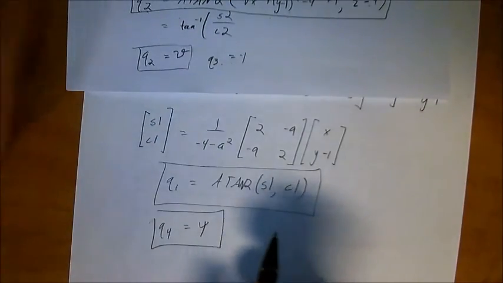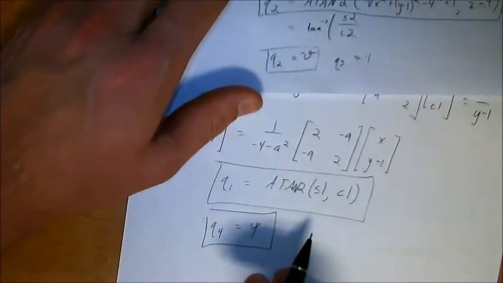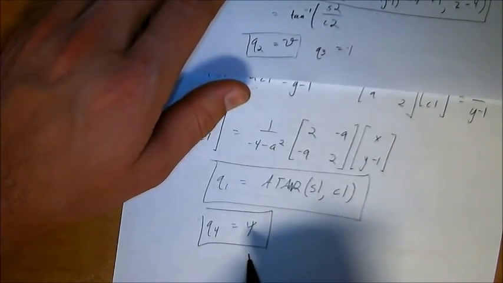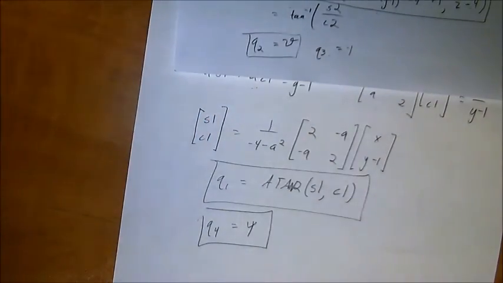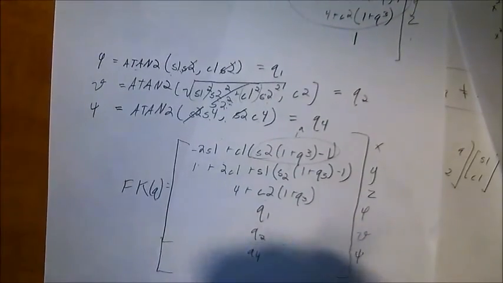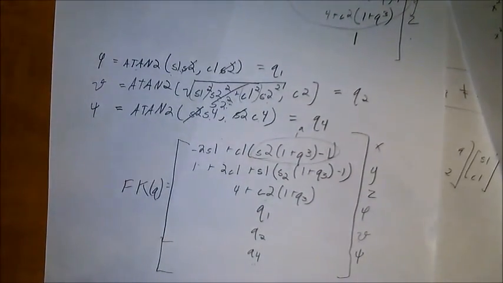q4 is defined only by psi and isn't included anywhere else in the equations, so it doesn't need any of the special conditions. And that's the inverse kinematics from a forward kinematic table. Hopefully it helps you a little bit.